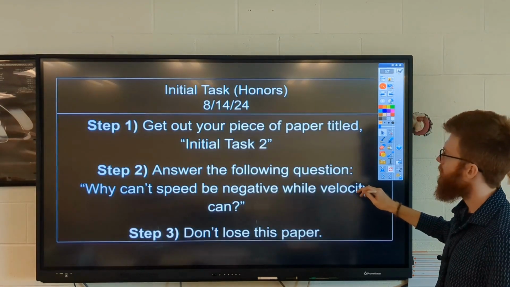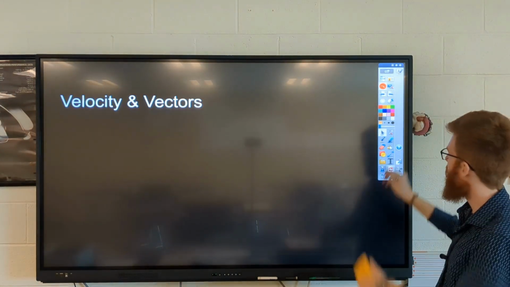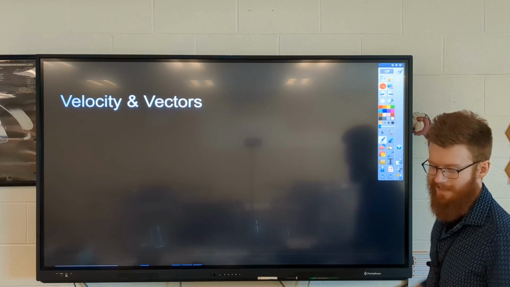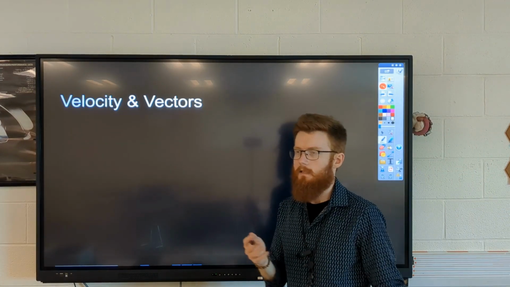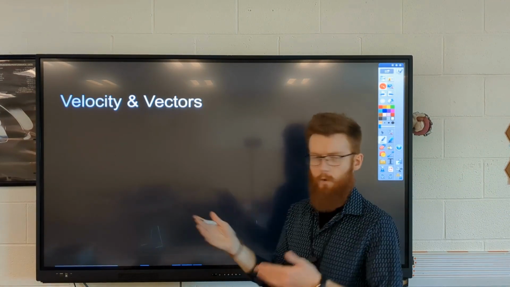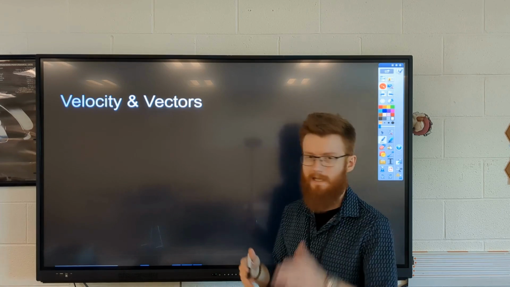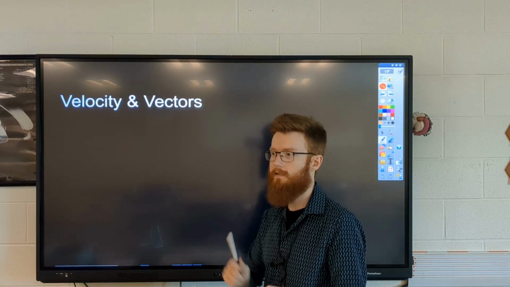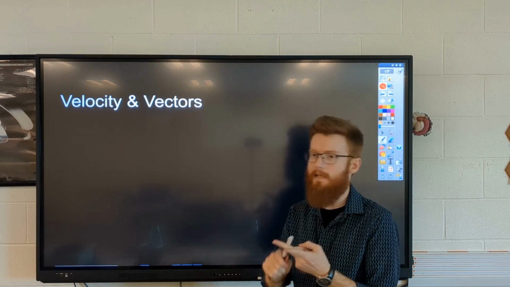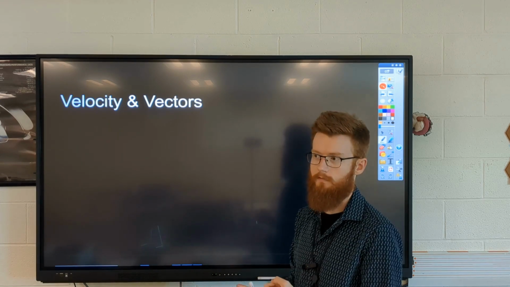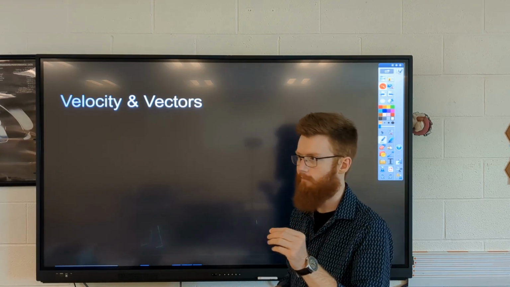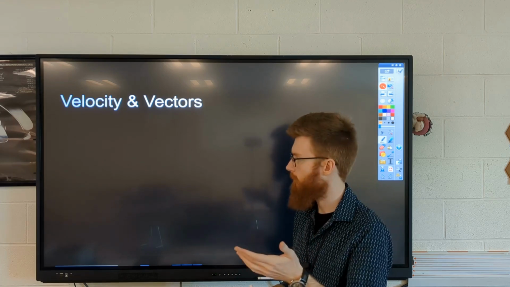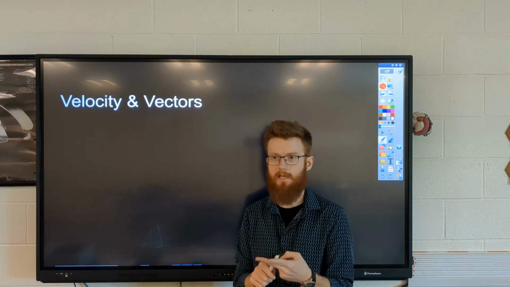But now, let's talk about velocity and vectors. Velocity is honestly, I often think about it as the more useful version of speed. Speed tells us how fast we're going. Velocity, on the other hand, tells us how fast we're going and in what direction. Luckily, we already have an equation that we can kind of work from. We already said speed is distance over time.